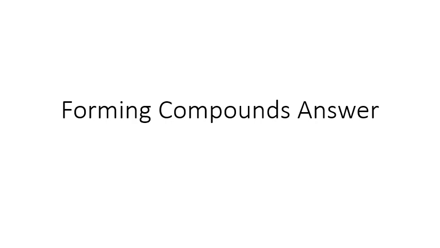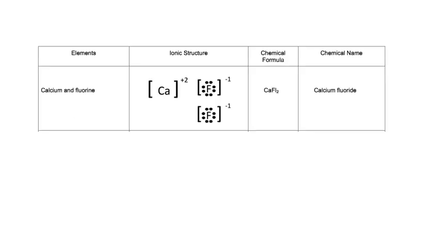What we're going to do is take up the answers to forming compounds. So grab your worksheet out or your notes and let's see how you did. All right, so the first question was done for you. It gave you calcium and fluorine are the elements that are going to be reacting together.